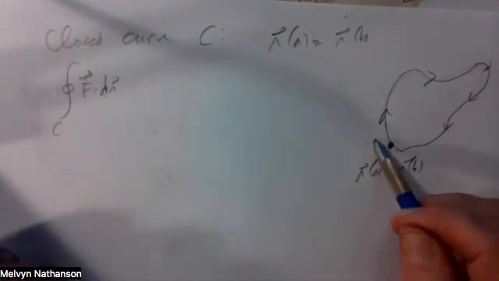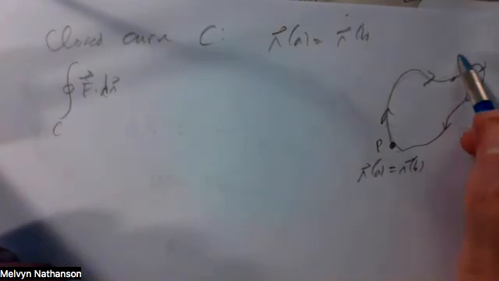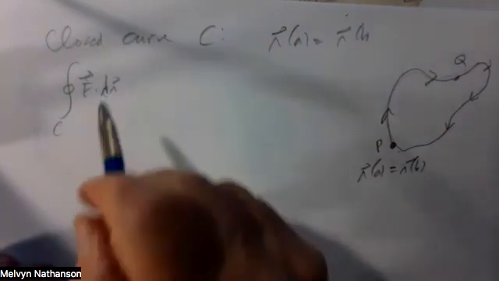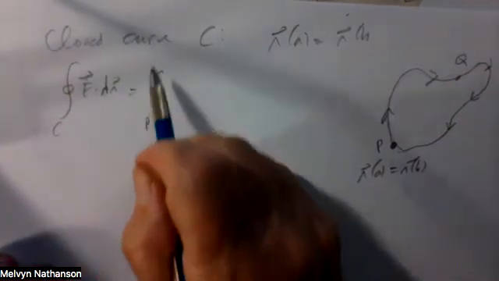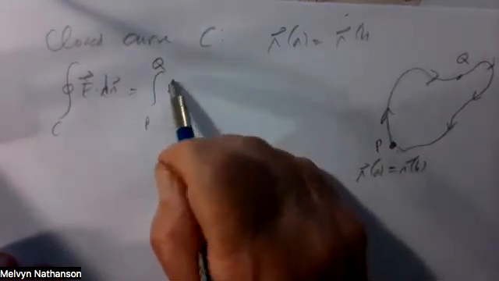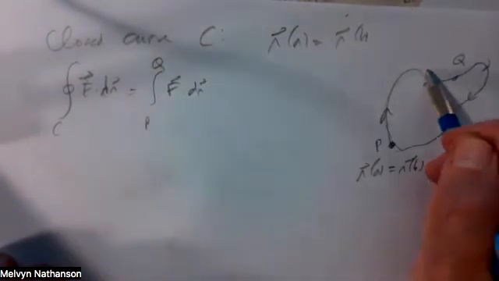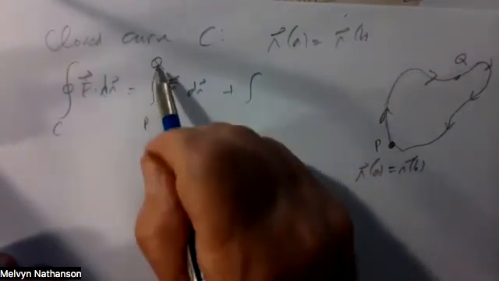Now, if I call this point P, and I take some other point Q, I could write this as the integral from P to Q plus along this curve.